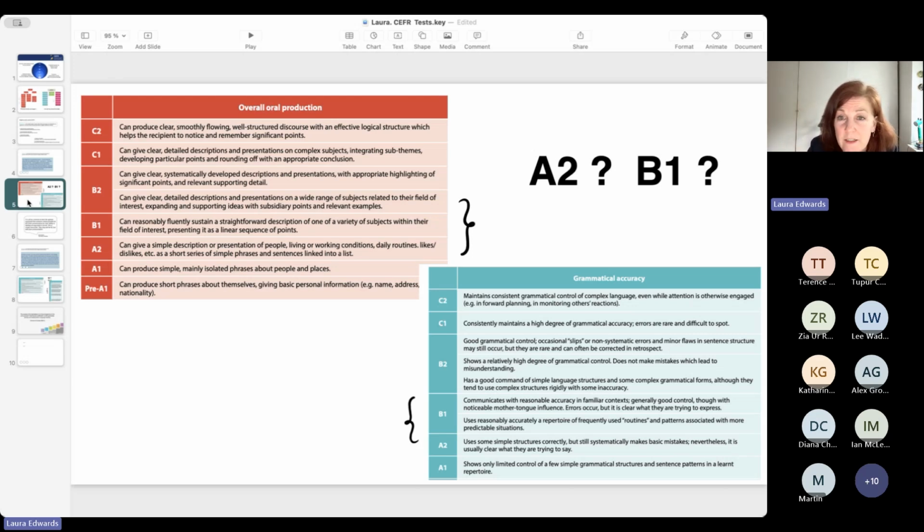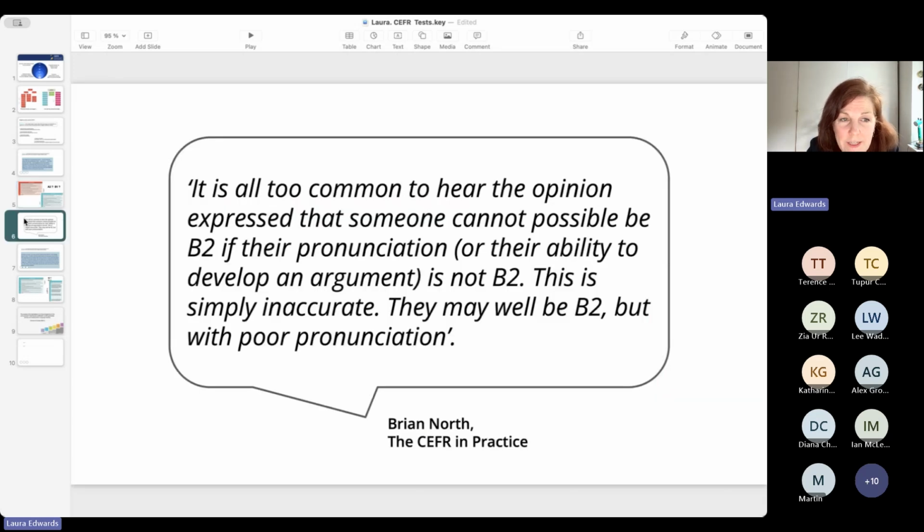I mean, for me as a teacher, if that was my student and I had to assess this live, I would be conflicted because I can see he has comprehension. He probably has vocab, but in this quick activity, he wasn't able to show me perhaps what he could do. And this is a quote from Brian North, who wrote the book, The CEFR in Practice. He's one of the people involved with the CEFR from the beginning.